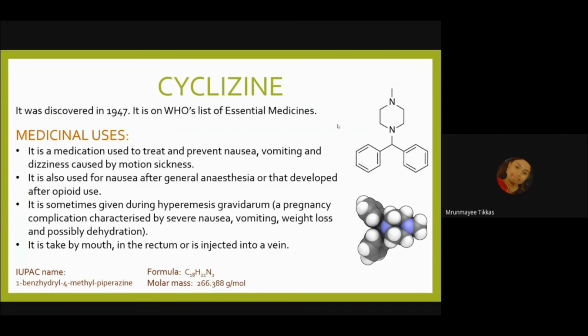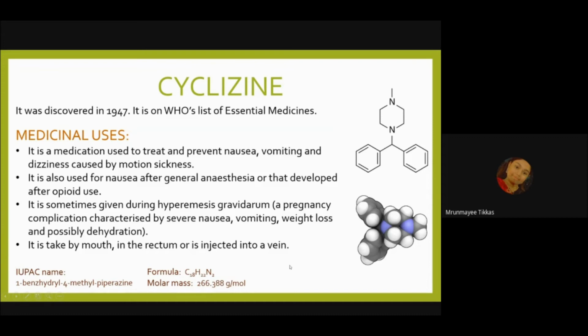It is sometimes given during hyperemesis gravidarum, which is a pregnancy complication that also causes nausea, vomiting, weight loss, and possible dehydration. It is taken by mouth, in the rectum, or it is injected into a vein. This is the chemical structure and this is the 3D structure.